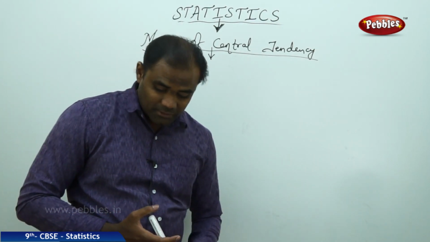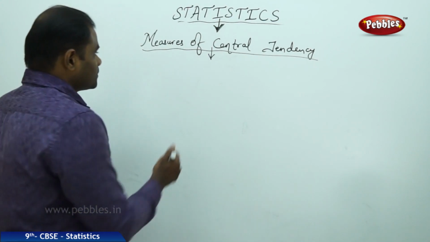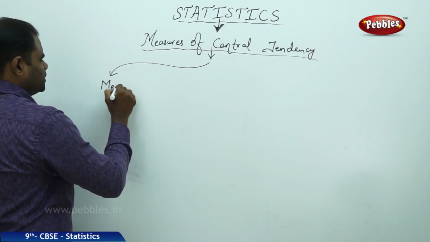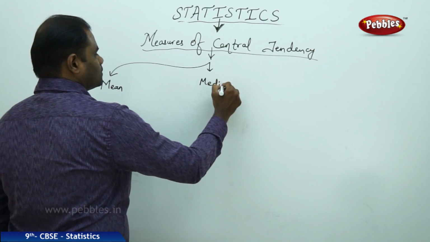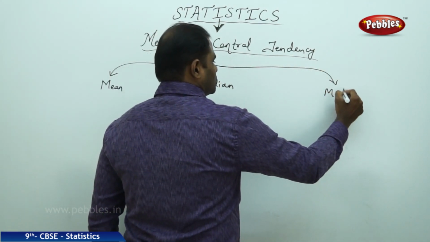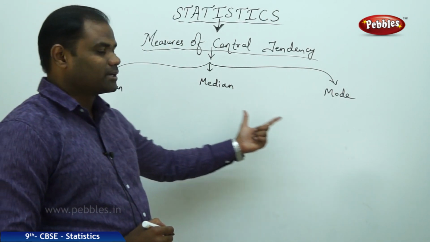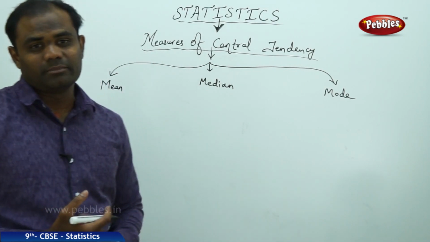There are 3 measures of central tendency identified in the branch of statistics. One is mean, median, and the third is mode. So these are the 3 different types of measures of central tendency identified. Let's discuss these in brief.